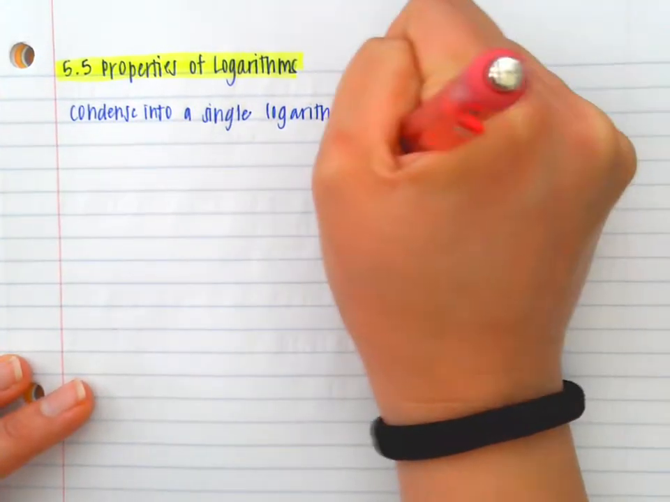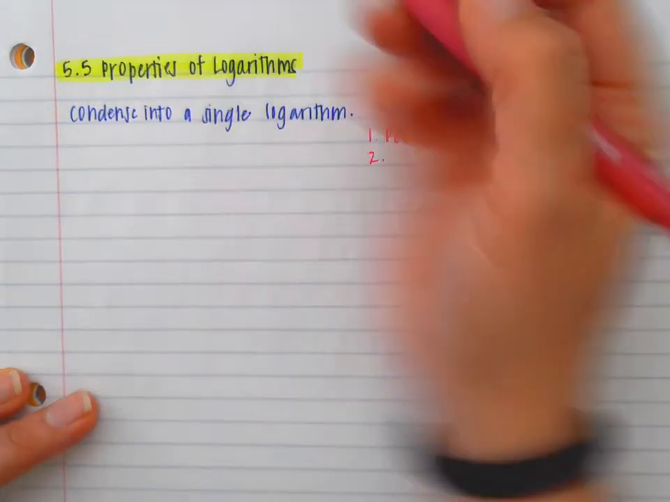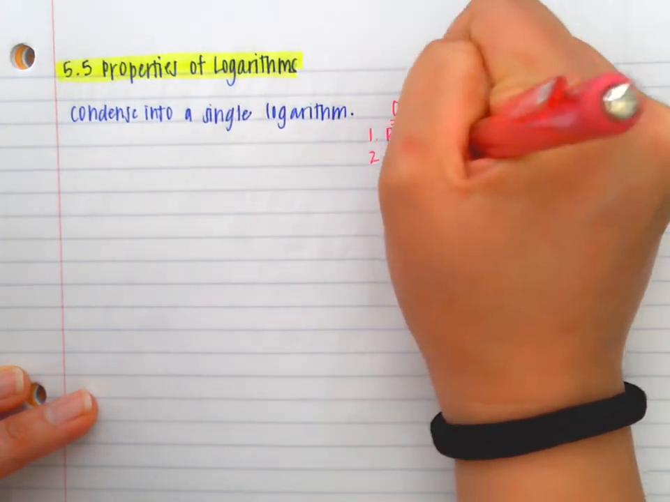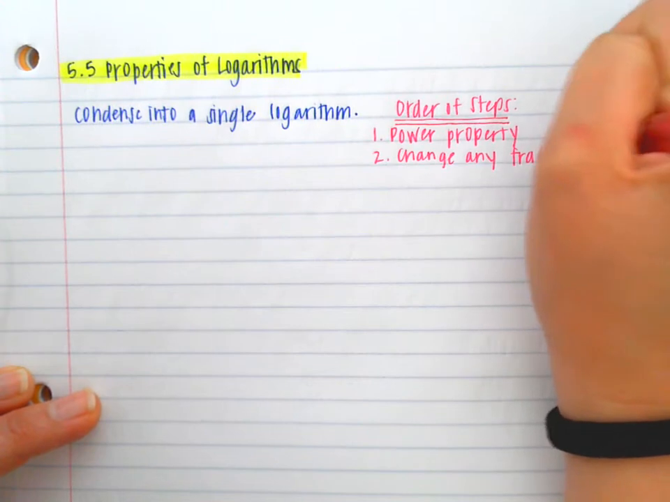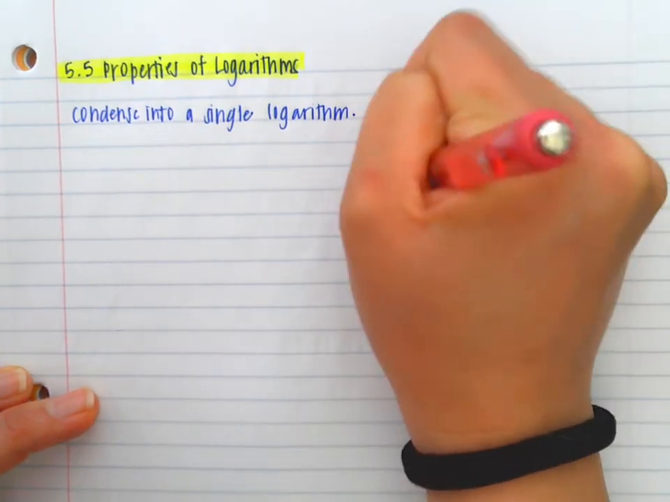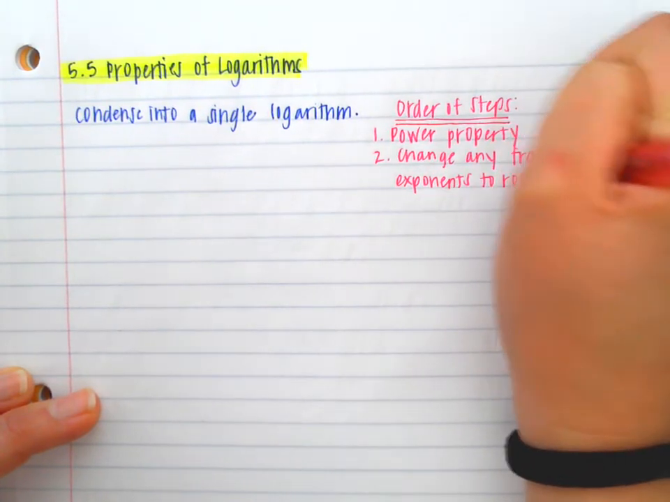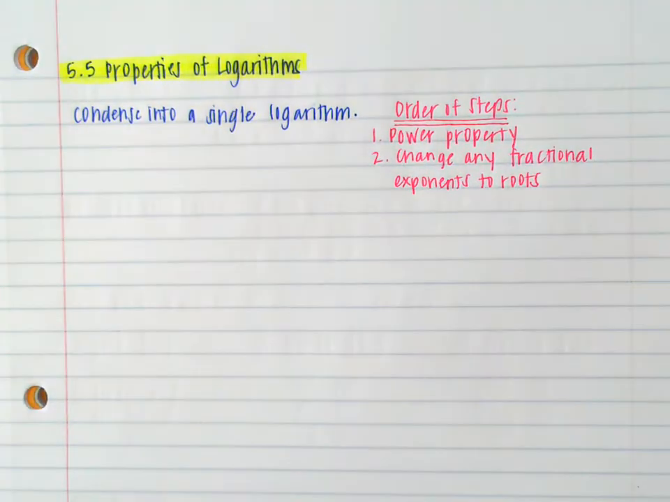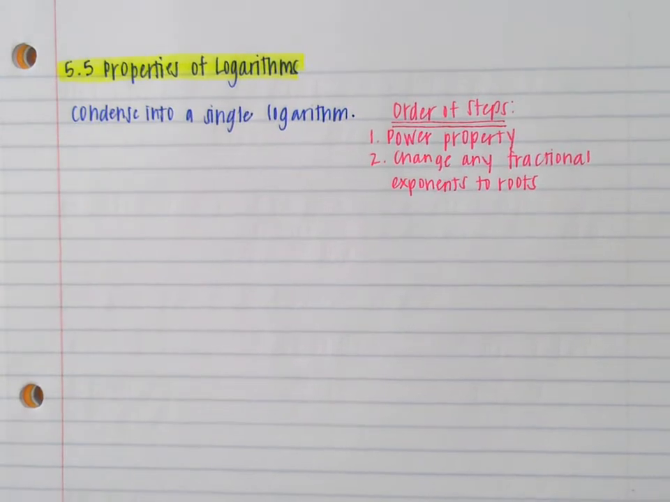Second step is going to be to change any fractional exponents to roots. So like 1/2 as an exponent is the same as the square root. So if you have any 1/2 exponents, you would change it to a square root. If you had a 1/3 exponent, you would change it to a cube root. 1/4, fourth root, and so on.